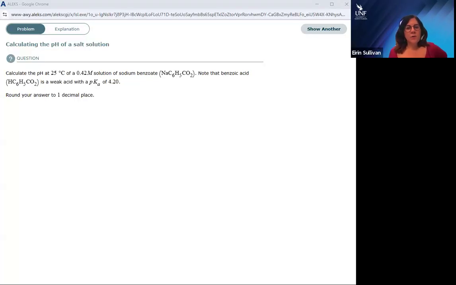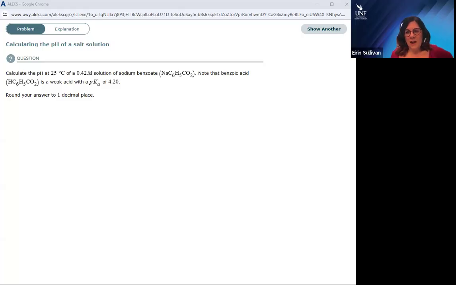Calculating the pH of a salt solution. So to do this, don't freak out that it's a salt solution. All you have to do is look at the salt. Your salt could be a neutral salt, like sodium chloride, and those are both neutral ions, in which case the pH is going to be 7.